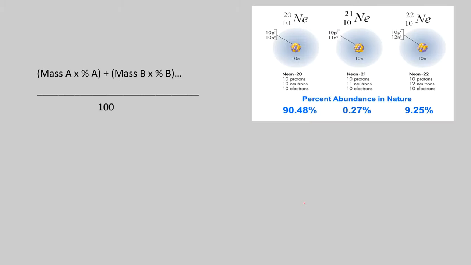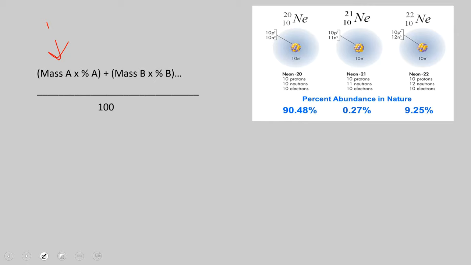So in this example right here, we're given three types of neon, the same example from our previous slide, and we want to determine what the average atomic mass of neon is based on these three isotopes. And I have a general formula that we can follow right here, and that's the mass of A times the percent of A plus the mass of B times the percent of B. A, B are just the different isotopes that are given to us.